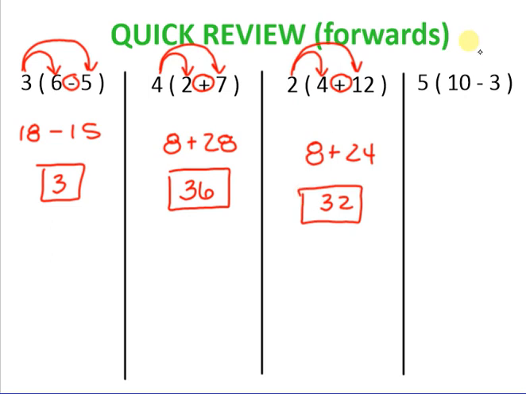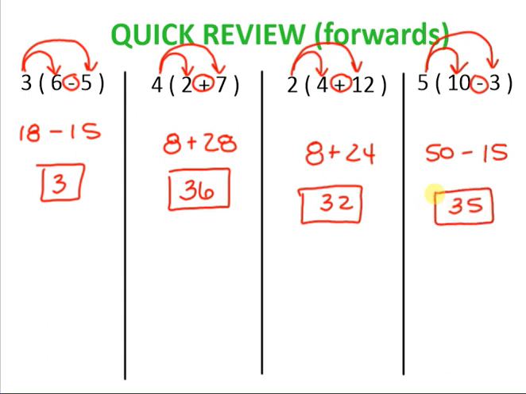For the last one, we're going to distribute the 5 to the 10. 5 times 10 is 50. Bring down my subtraction sign. And then distribute the 5 to the 3. 5 times 3 is 15. 50 minus 15 is 35. So that was a quick review of forwards distributive property with just integers, just numbers.